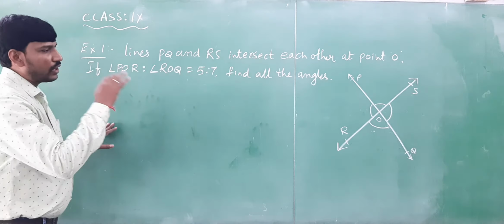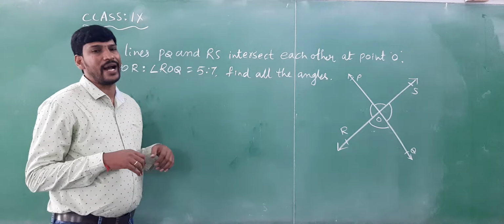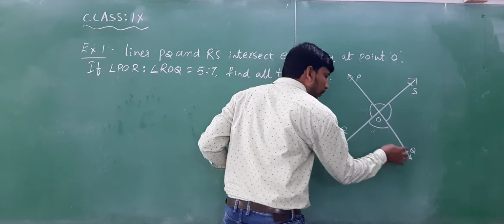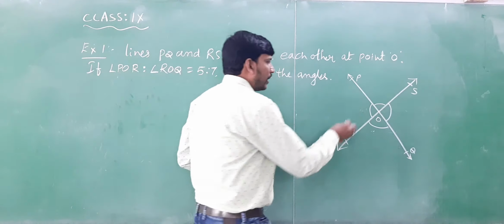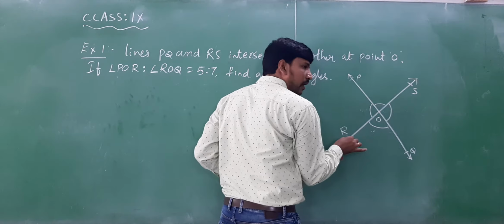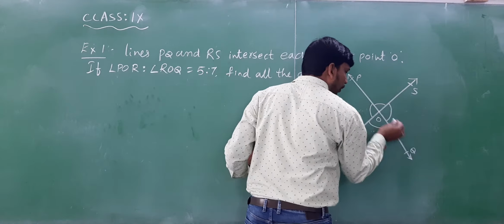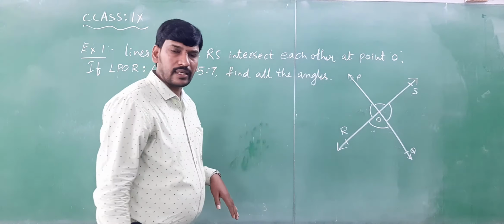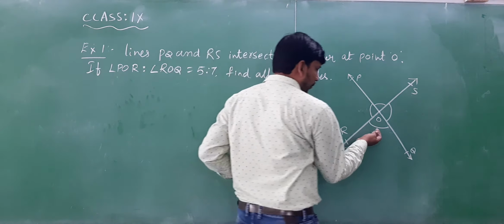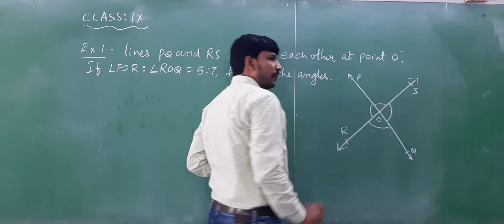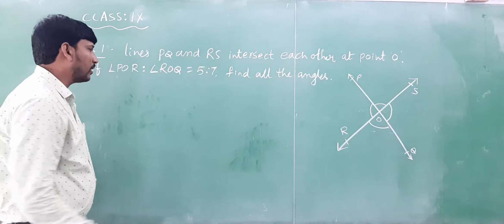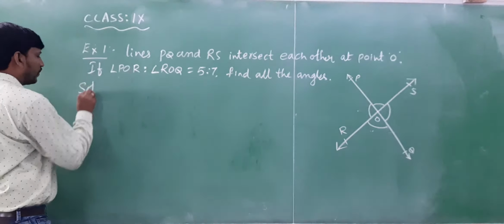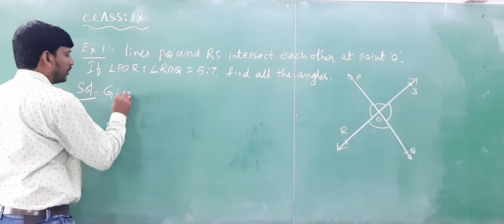So instead of finding all the angles, it is enough to find angle POR as well as angle ROQ individually. Because if you find angle POR, it is equal to angle SOQ, because vertically opposite angles are equal here. In the same way, to find ROQ, which is equal to POS. So they gave only the ratio. Now, the solution.